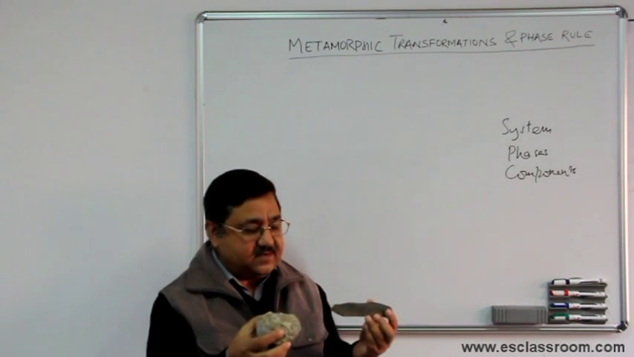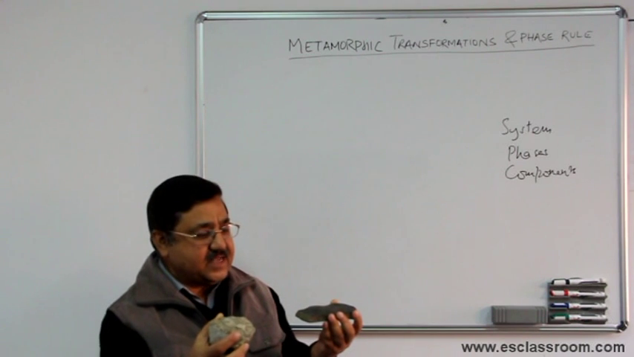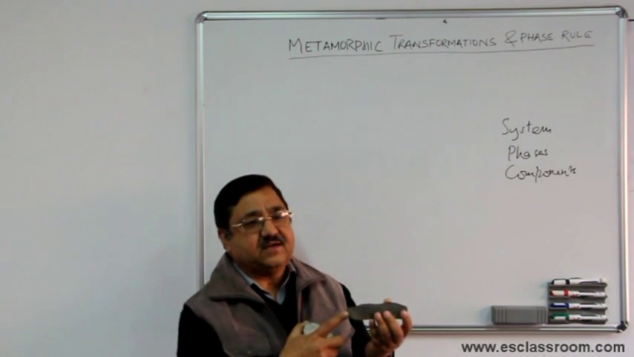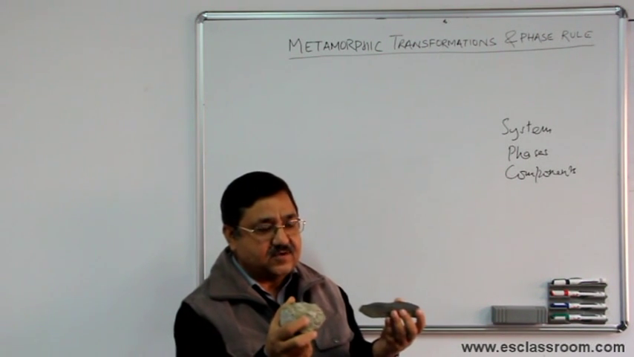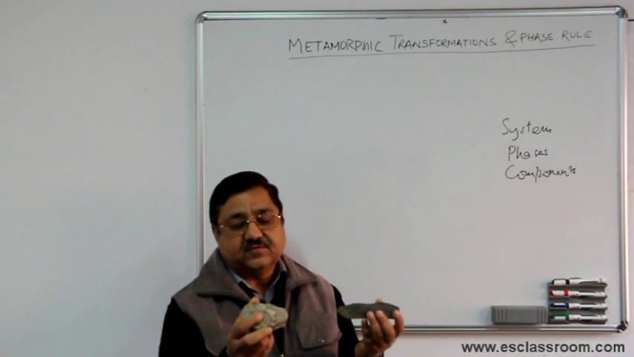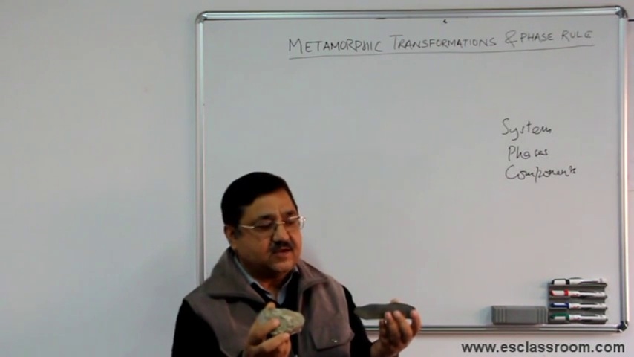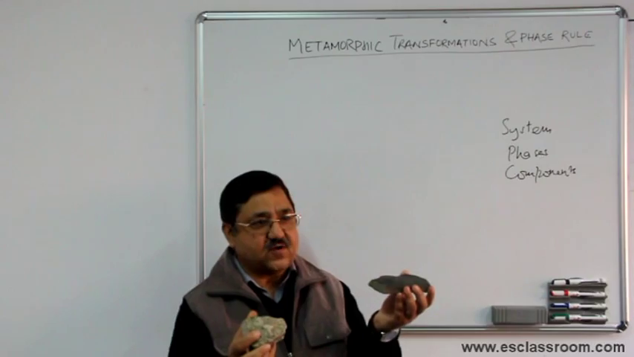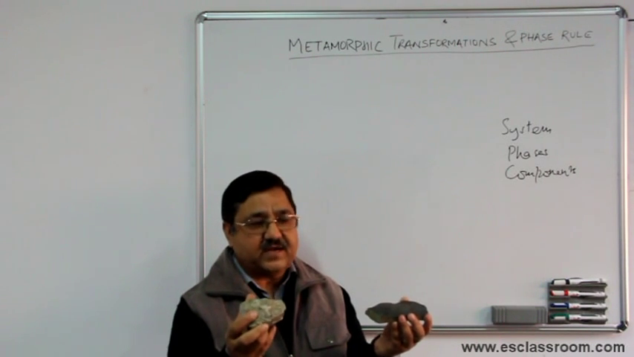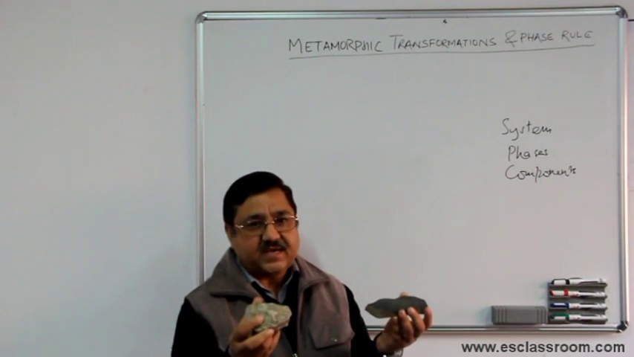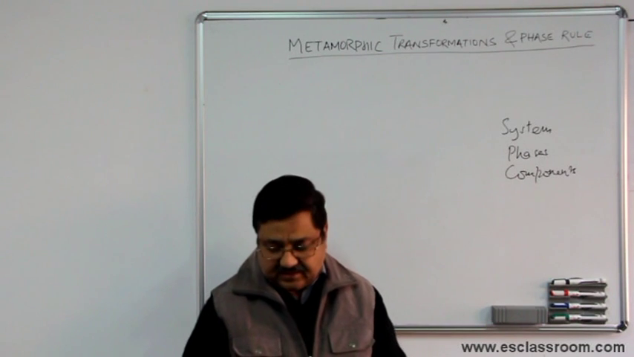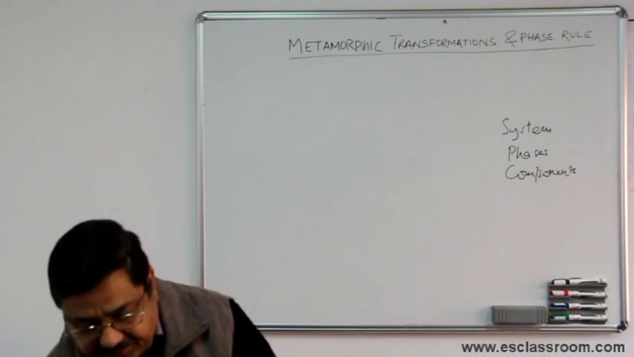But prior to that, we must understand that the bulk of the transformation from this rock to this rock involved no chemical change. That is, the overall bulk chemistry of this rock and this rock, other than the volatiles or water, is the same. And this is known as isochemical change.